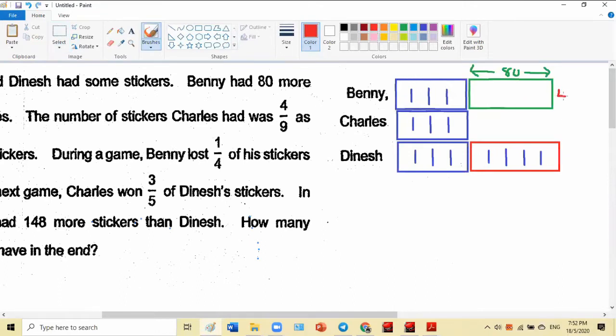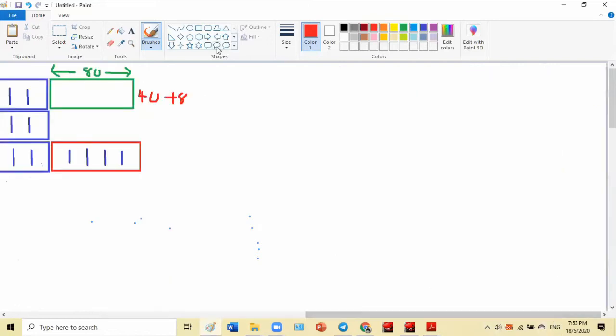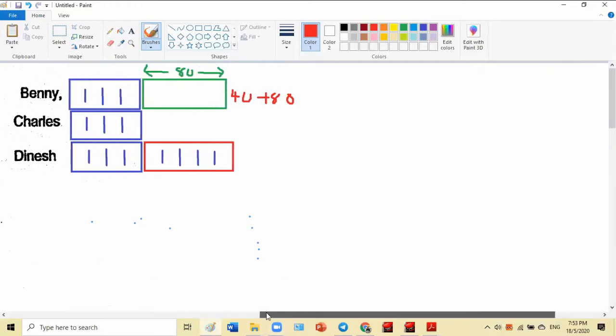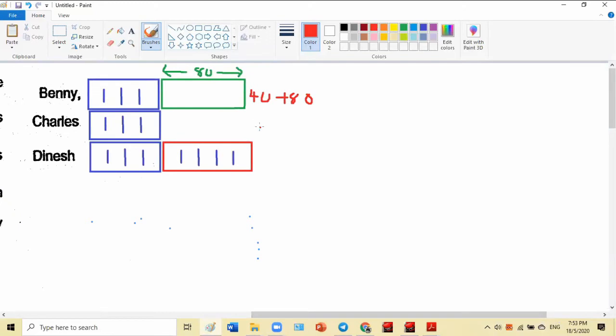Next step is I better write down all the units first. Benny is 4 units plus 80. See? No space here. Okay, 4 units plus 80. How about Charles? 4 units. How about Dinesh? 9 units, right? That's the whole idea.